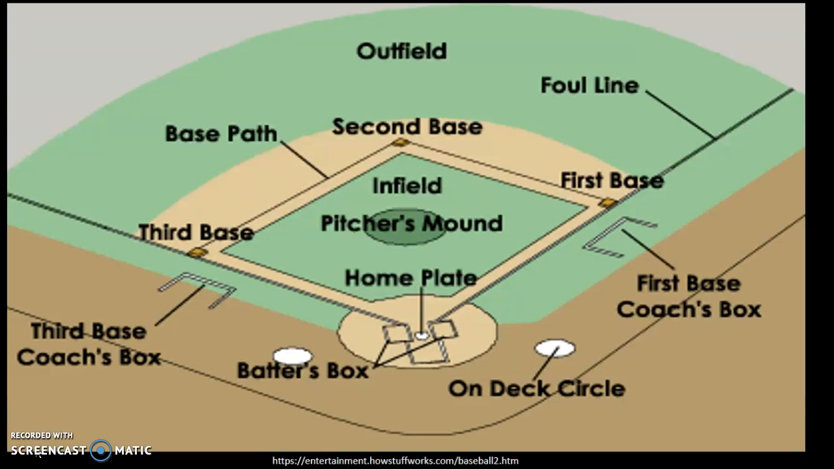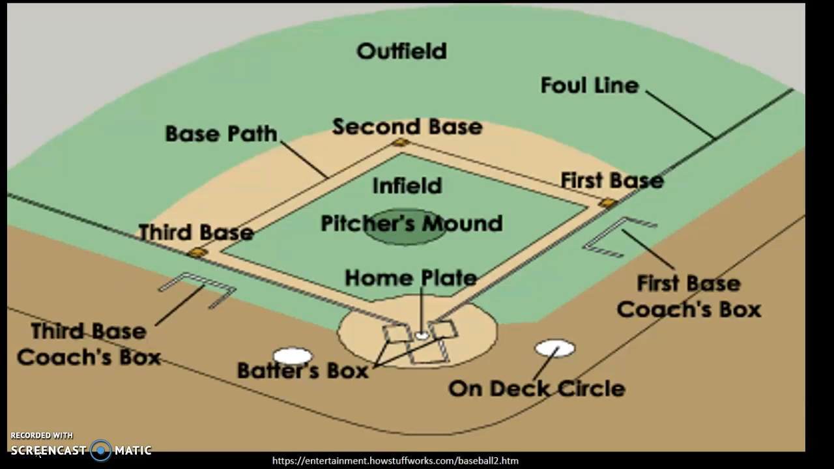If you're a first baseman, the 3. Second baseman, 4. Third baseman, 5. Shortstop, 6. Left fielder, 7. Center fielder, 8. And right fielder, 9. Whenever your coach gives the scorecard to the umpire, this is what they use to say what position you play.